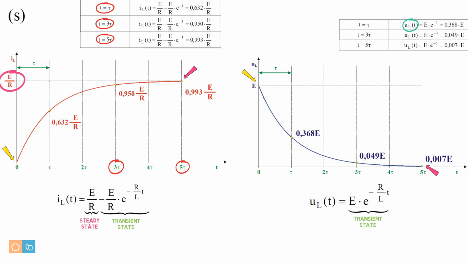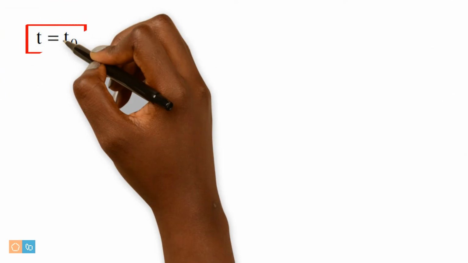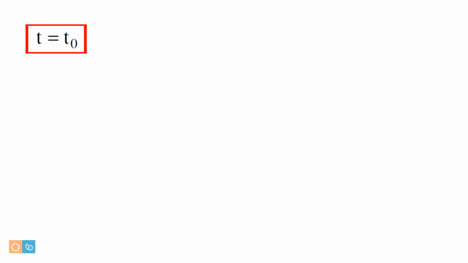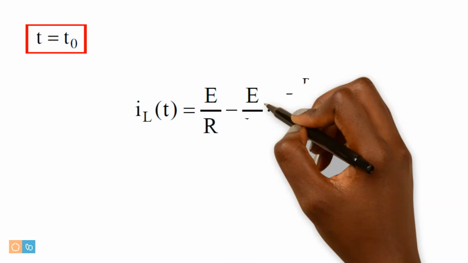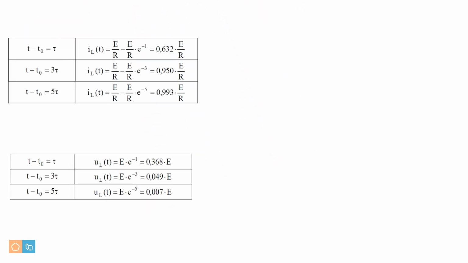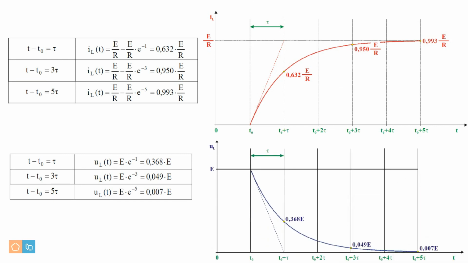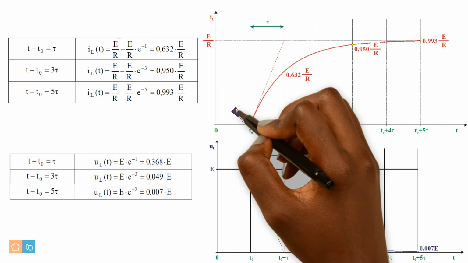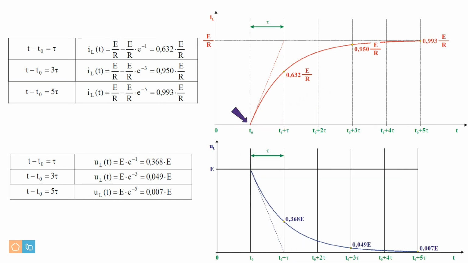But let's take a look at another situation. If the switch K is open at an instant t equal to t0 instead of at time 0, we use the same line of thought with only a few tweaks. The current on the inductor will be defined by this expression, and the voltage across the inductor by this one. Therefore, the graphs obtained will be the following, where it is shown that the current in the inductor begins to exist only from the moment t0 instead of at time 0.